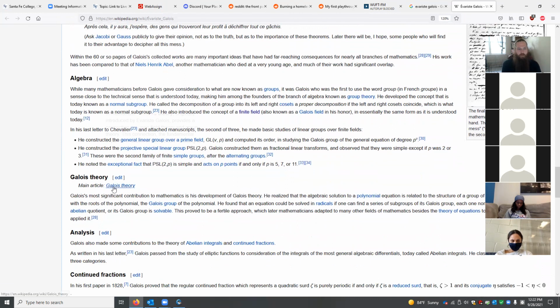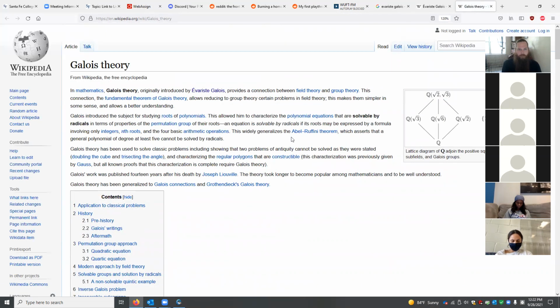So you can see the separate article on Galois theory here. It's all quite beautiful. The mathematics is maybe a little bit over our heads right now, but if you want to learn this, you can learn this. It's not impossible, and I invite you to do it. I'd be happy to talk to you about it.